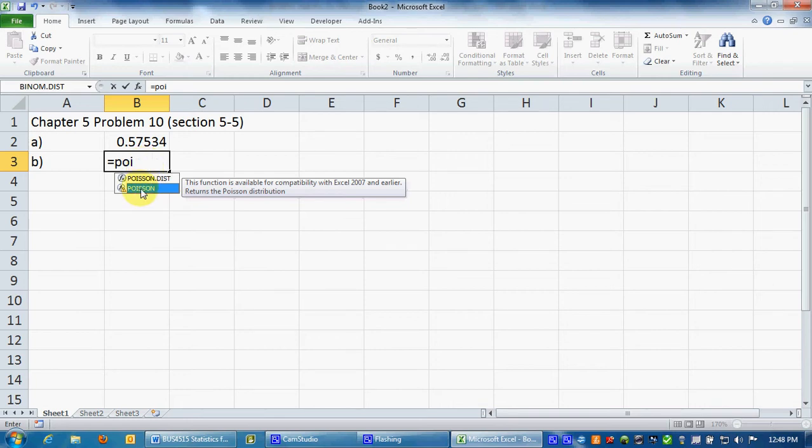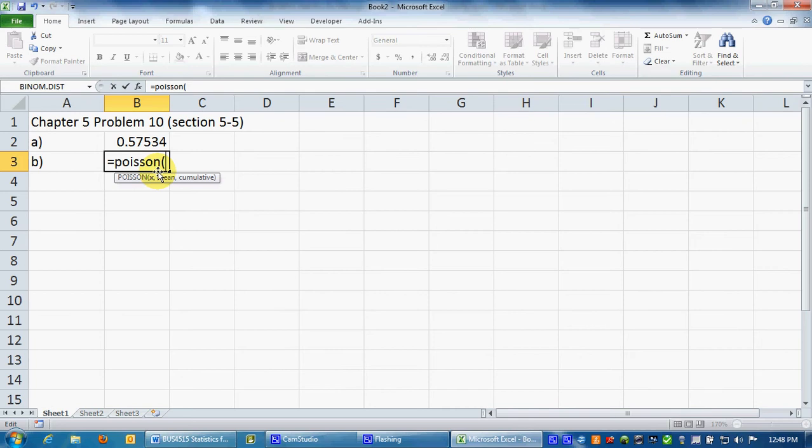They're really just dependent on versions of Excel as far as which you use where. It tells us here, this one is compatible with old versions of Excel. This one is pretty much unique to the new. I always use the old, so it's always compatible with old versions. Whether Poisson.dist or just Poisson, either will get you to the same place.